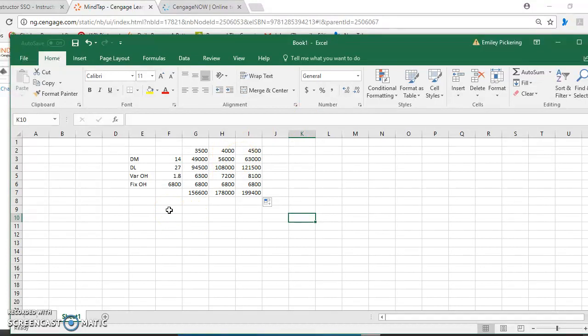So the other question was, what is the per unit cost for each of these? Well, that's not so bad. All I'm going to do is take this and divide it by that. So at 3,500 units, it's 4,474. At 4,000, it's 4,450. And at 4,500, it's 4,431. The reason is because of my fixed cost. That does not change per unit. So the more units I make, the lower my cost is going to be.